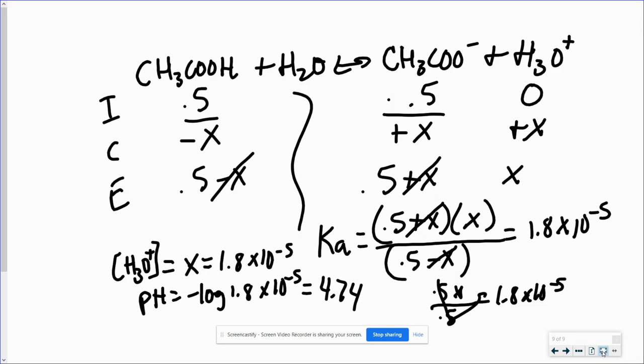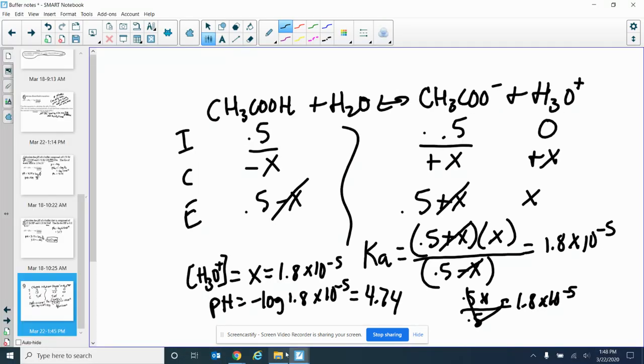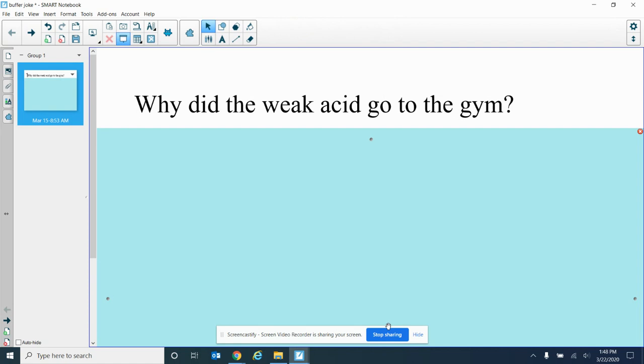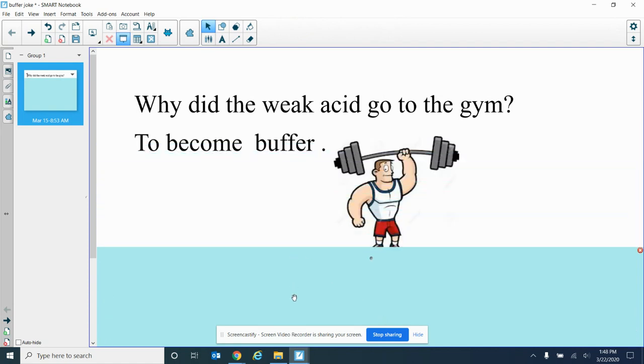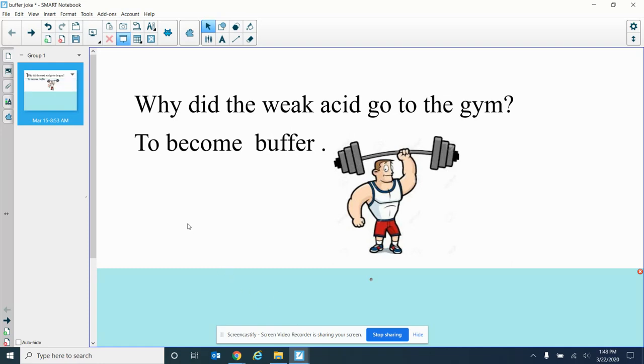And of course, I will end with a joke. Why did the weak acid go to the gym? To become buffer.